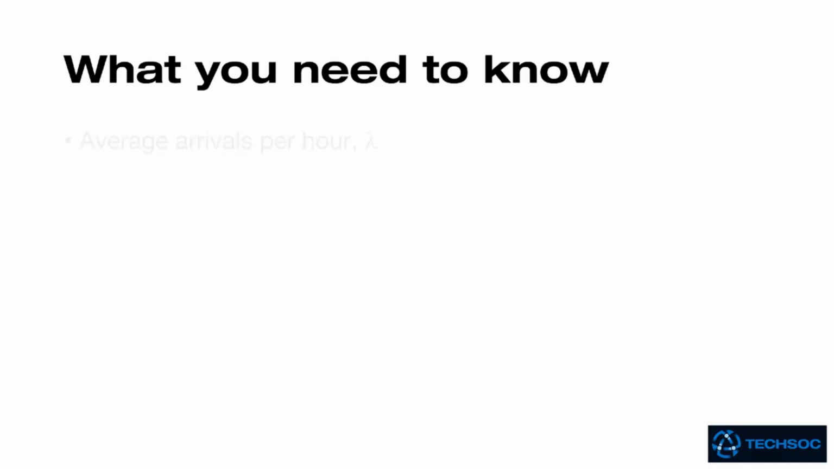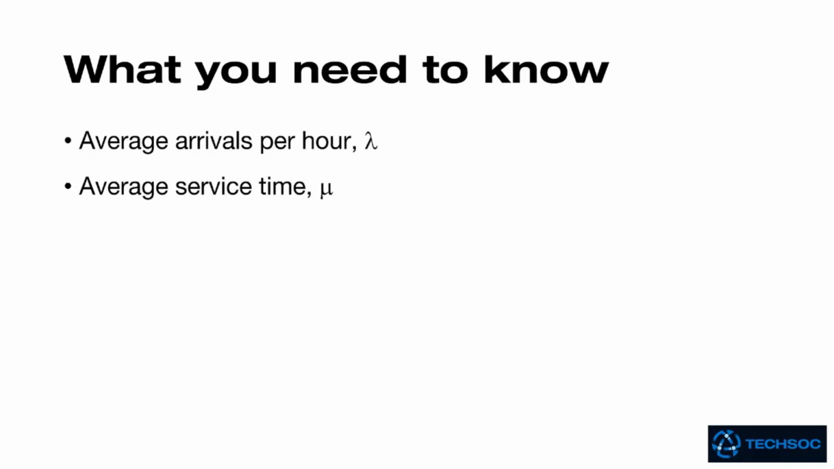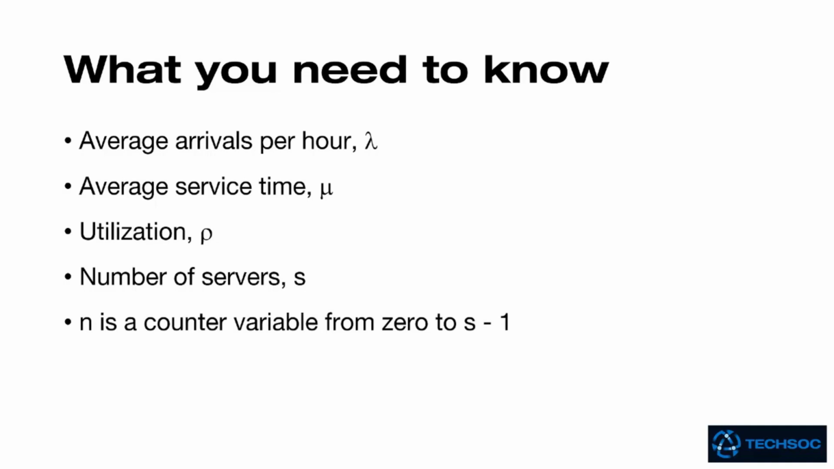So, what do you need to know? The average arrivals per hour, which is lambda, and the average service time, which is mu. That will give you the utilization, which is rho, and also the number of servers. When we're calculating P sub 0, n is a counter variable from 0 to s minus 1. So with all of that in place, let's go over to Excel, and I will show you how to calculate average queue length for a single server and then also for multiple servers.